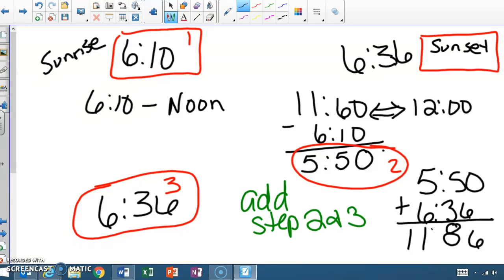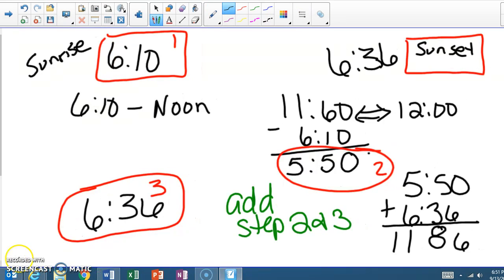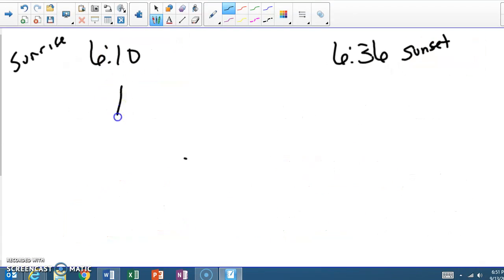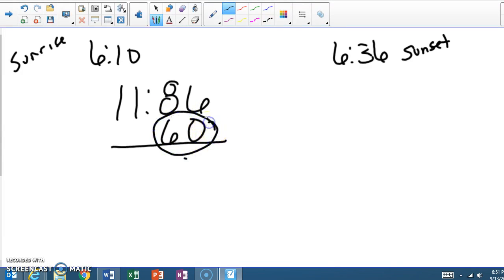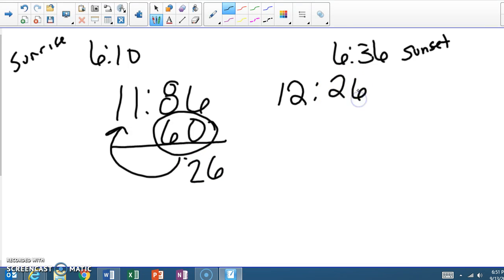We don't walk around saying, oh, I've been outside for 11 hours and 86 minutes. So when we get to that portion, we would take the 11 hours and 86 minutes, and we're going to take 60 minutes from here because 60 minutes is equal to an hour. So if I take 60 minutes from here, I have to put it somewhere. I can't just drop it and say I don't want to deal with the 60 minutes anymore. So I take the 60 minutes and I put it in the hour portion. So now I have 12 hours and 26 minutes. So that's the time span in between sunrise and sunset.